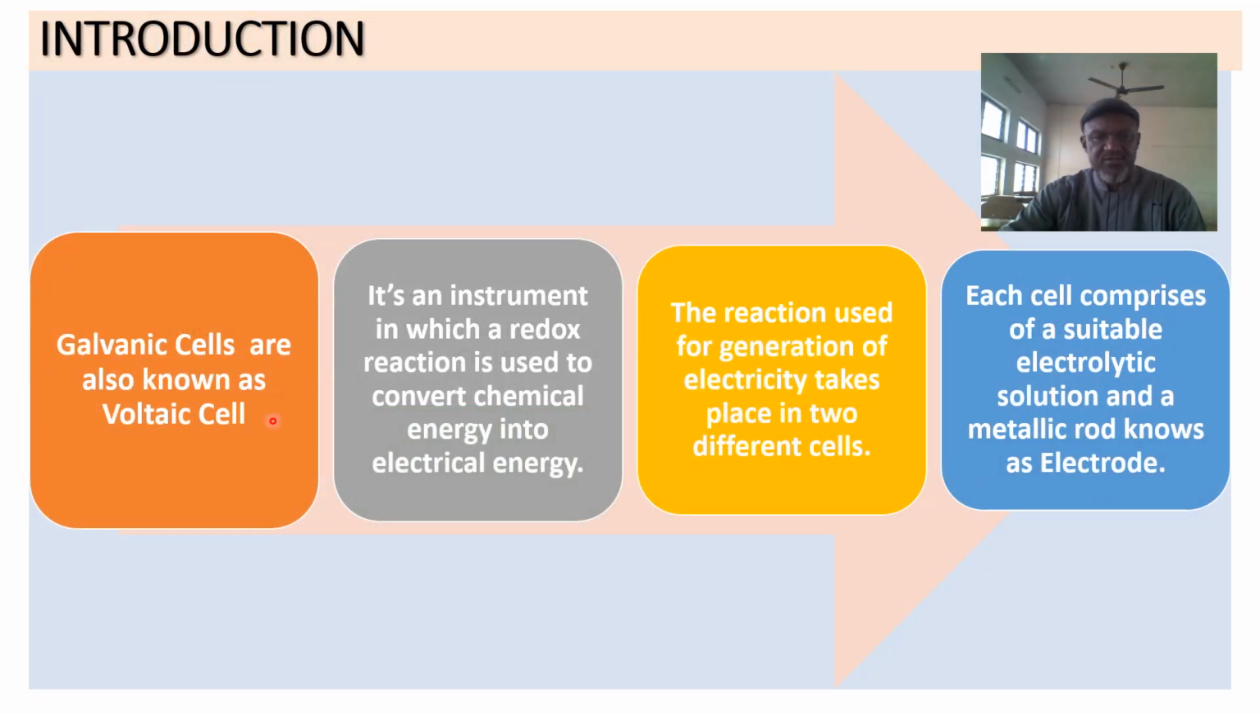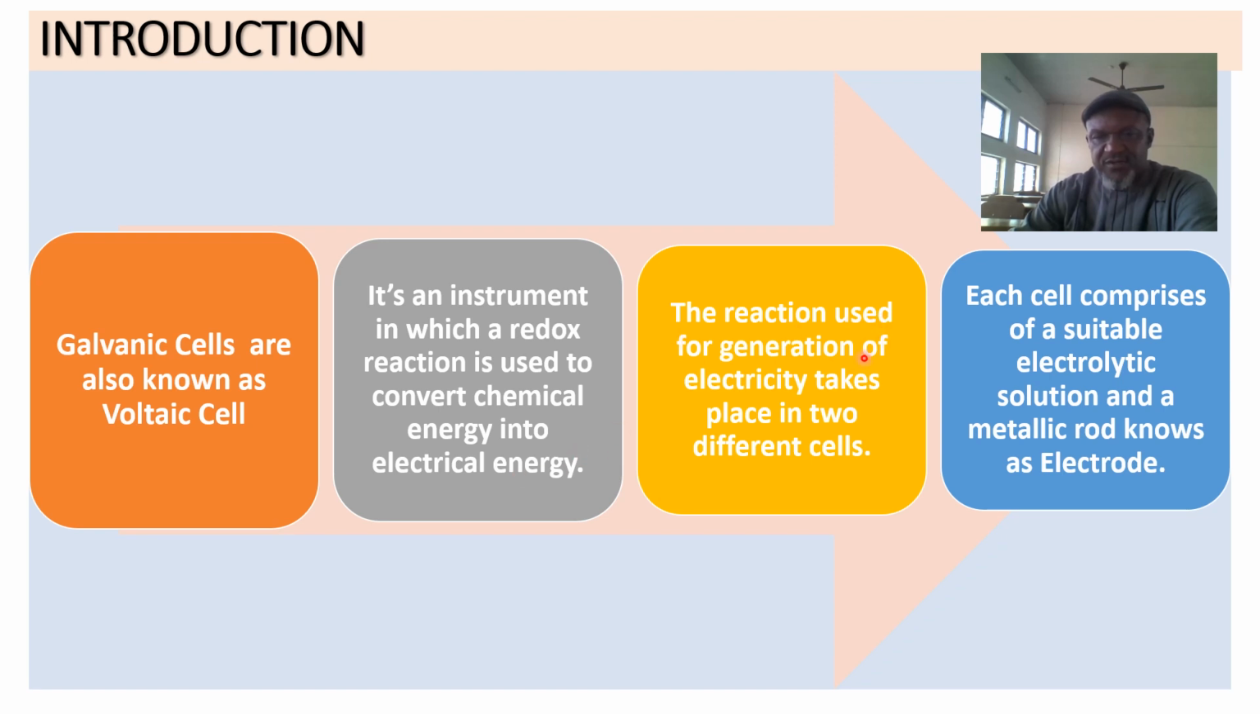Galvanic cells are also known as voltaic cells. Remember what we said about Volta and galvanism. These are the two men who initially started this electricity or electrochemistry. It's an instrument in which a redox reaction is used to convert chemical energy into electrical energy. So galvanic or voltaic cells are used to convert chemical energy into electrical energy through oxidation reduction reactions.